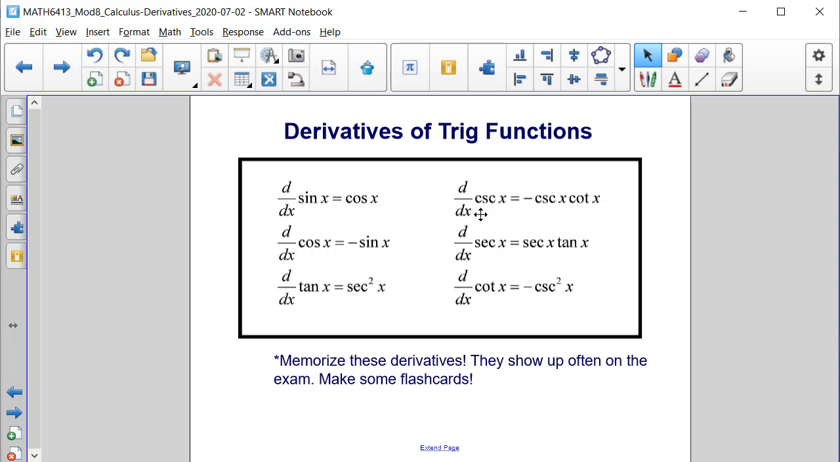The derivative with respect to x of cosecant of x is equal to negative cosecant x times cotangent of x. The derivative with respect to x of secant x is secant x tangent x. And the derivative with respect to x of cotangent x is negative cosecant squared x. Memorize these derivatives because they often show up on different standardized tests. A key to study, or an idea for studying, is to make some flashcards.